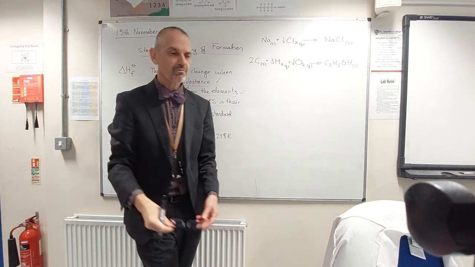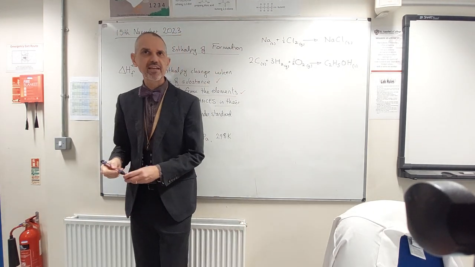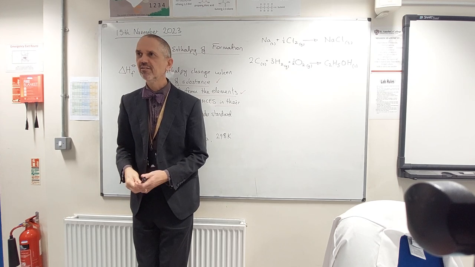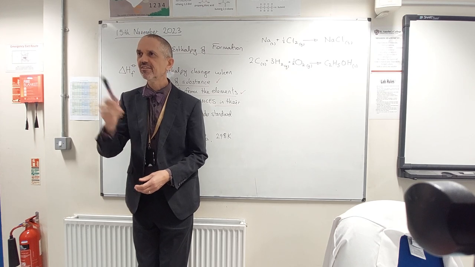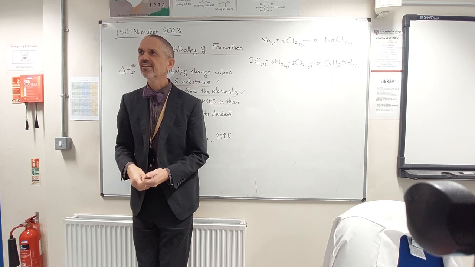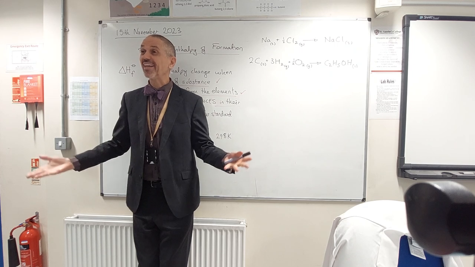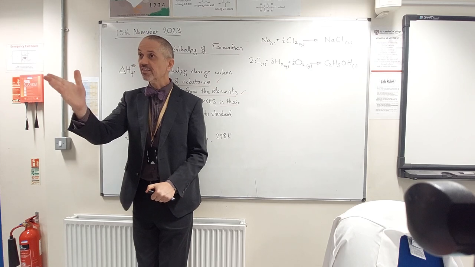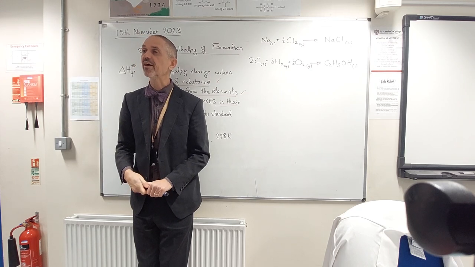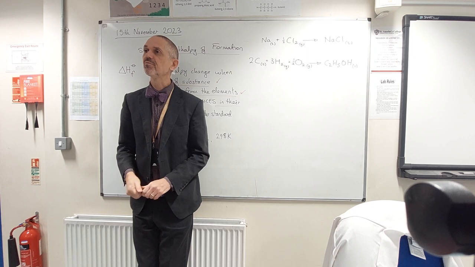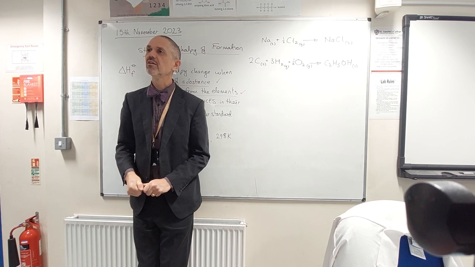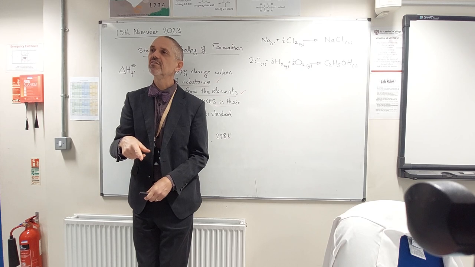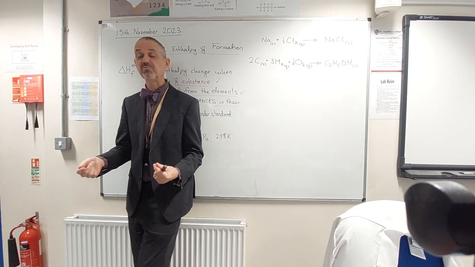Now, there's lots of clever people in here who remember your GCSE well. How is ethanol actually made out in the world? Fermentation is one way, and you showed me another way a minute ago. What was that? H2O. Yeah, hydration of ethene, that's right, that's how it's made industrially.